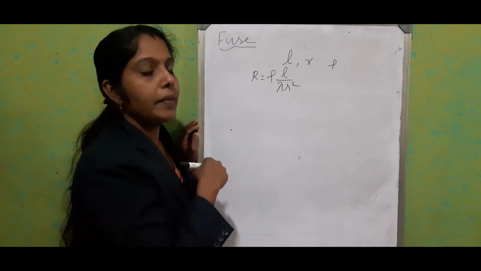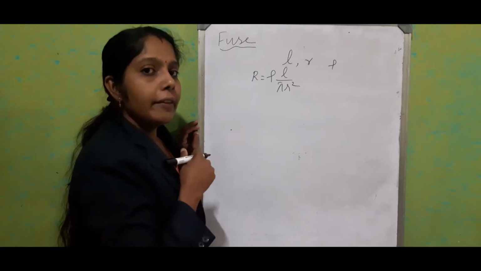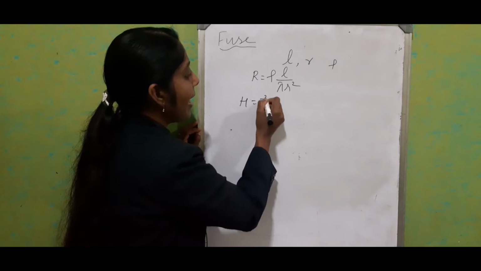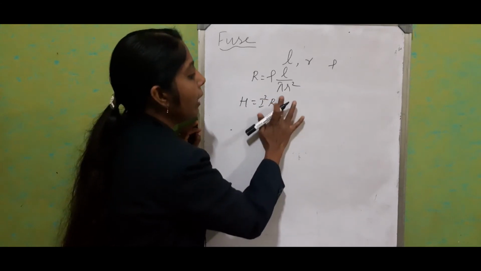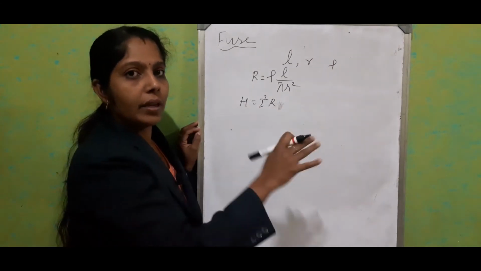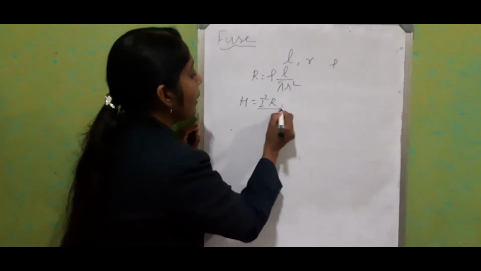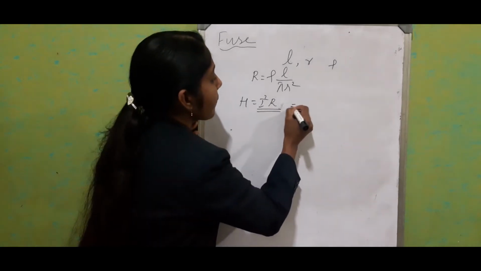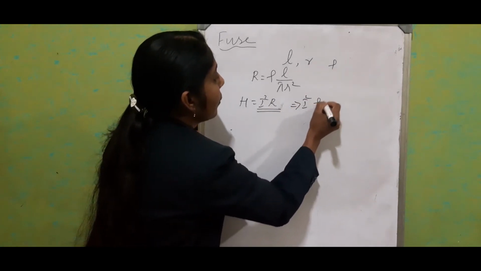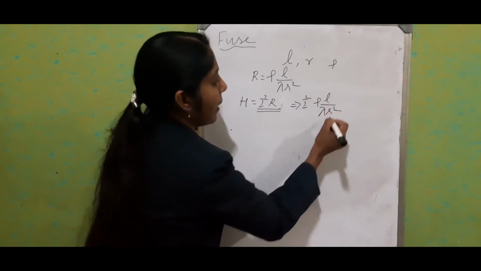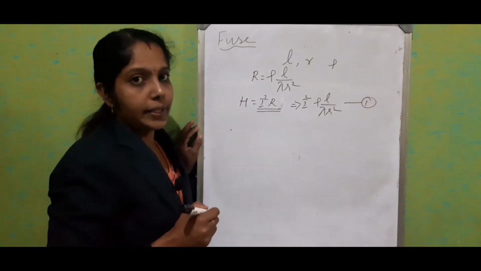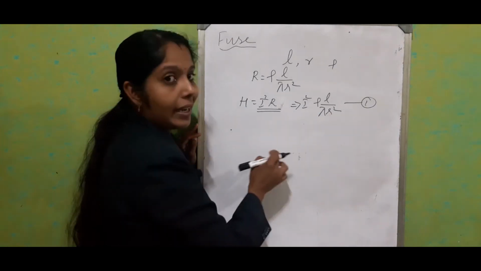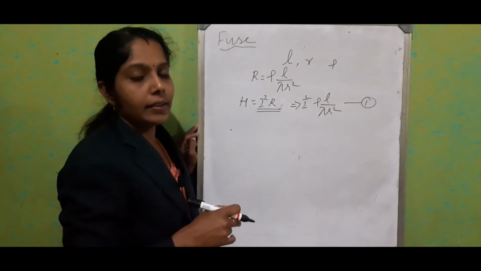We studied this in the previous chapter, the heating effect of electric current. Do you remember the equation? It is H is equal to I square R T. I am avoiding this T, T is time, so let it be there. Now, if we consider these two factors and substitute this value, we will get H equal to I square rho L by pi r square. Consider this as the first equation. So when the current passes through the circuit, it produces heat on the basis of these factors.